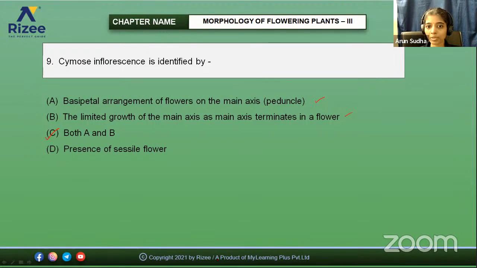Clear? Okay, just go through this, and if you read, it will be much easier for you to study the examples. The different types of inflorescence and what examples come under each category, and also the different types of modifications and their examples. Just go through it. Okay, so no doubts, right?